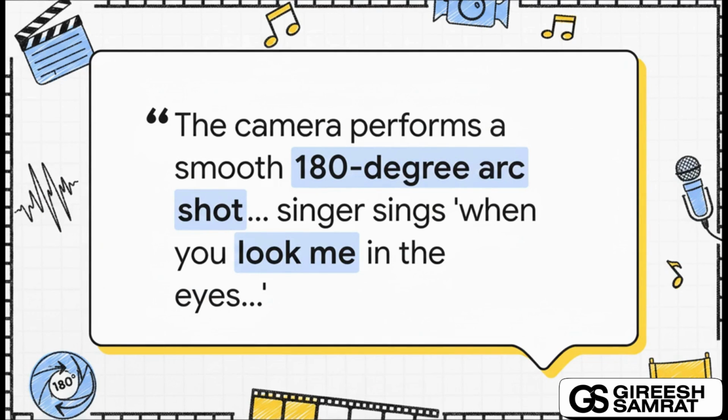You feed both of those images into Veo, and then you tell it exactly how to connect them. In this case, we're directing a smooth 180-degree arc shot. But wait, there's more. We're also directing the audio, scripting the exact line the singer performs during this stunning camera move. How cool is that?